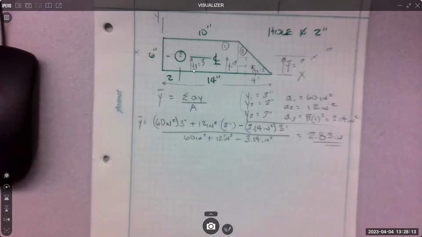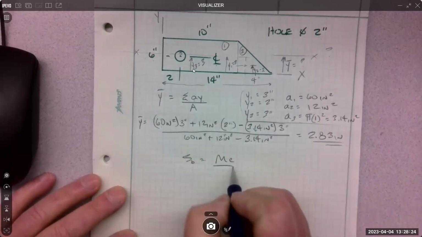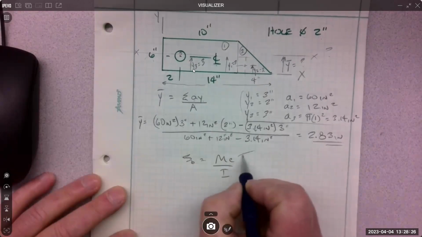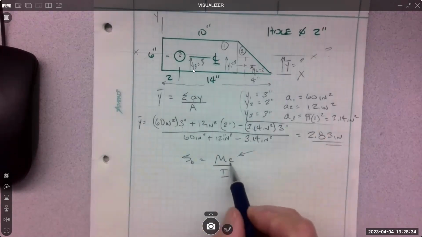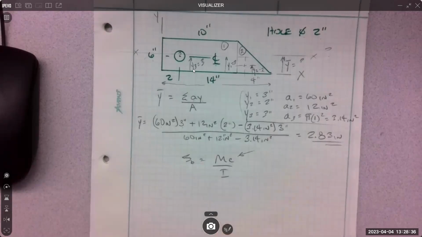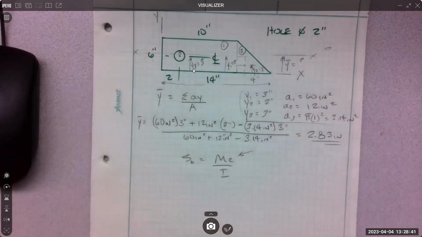Good. So when we do bending stress, just going to emphasize this right now. Bending stress is MC over I. C deals with the location of this axis, right? C is the distance from the neutral axis. That's what you just found, this neutral axis, to the outermost fiber.